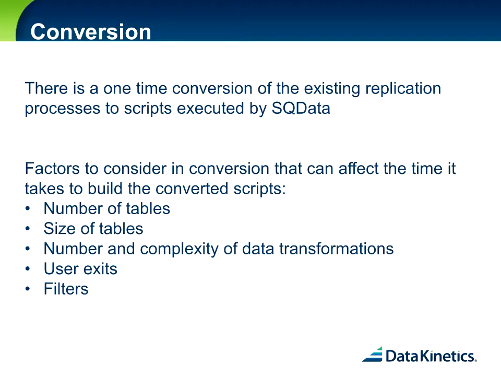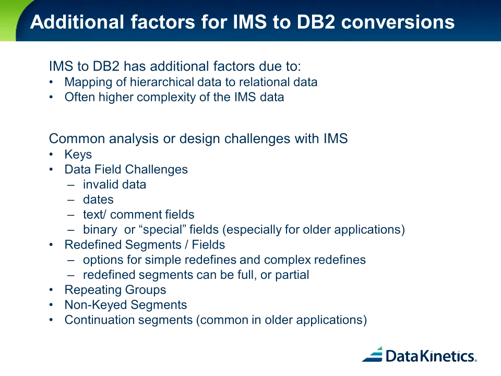There are factors that you need to consider that will affect the time it takes to build these scripts. Obviously, with more tables, it's going to take longer. The size of the tables, or the number of columns within the tables, is an important factor as well. If the number of data transformations is large, most of them, as I said, can be identified and automated. That's not a huge deal. However, if there are complex data transformations, this can take longer. If there are a large number of user exits, this can take longer. And obviously, filters have an impact. You've got to create the filter, and you've got to build that into your logic to make sure the filters are applied. There are some additional factors for IMS to DB2 conversions.